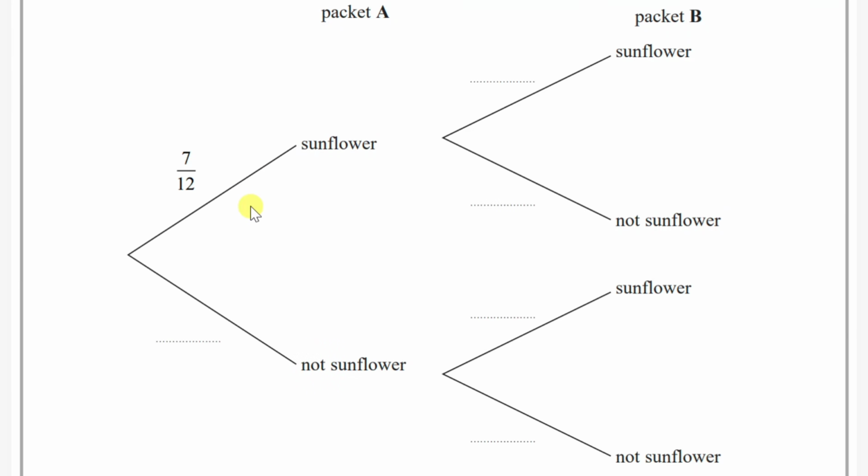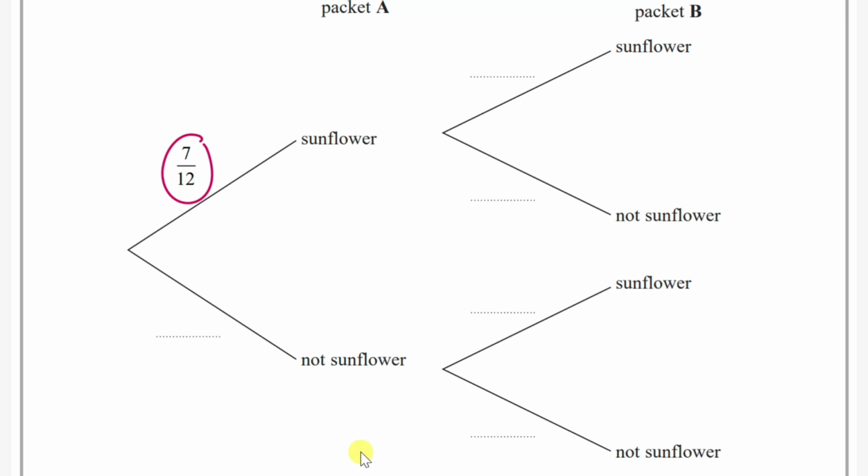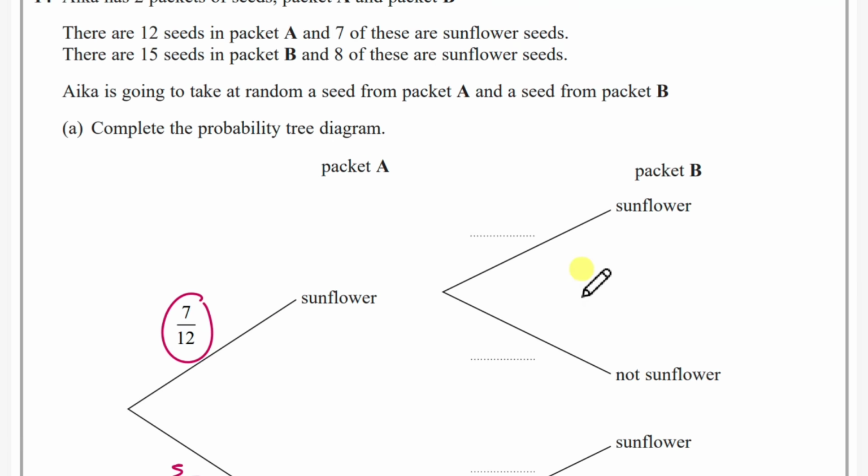So let's have a look. So sunflower and not sunflower. So remember, all this has to sum up to 1. So if you've got 7 sunflower, that means you've got 5 that ain't sunflower. Now, if she took 1 sunflower seed, she had 7 initially. Oh, no. This is 2 separate. This is A and B. So you copy directly. So you got 8 out of 15, which is in packet B.